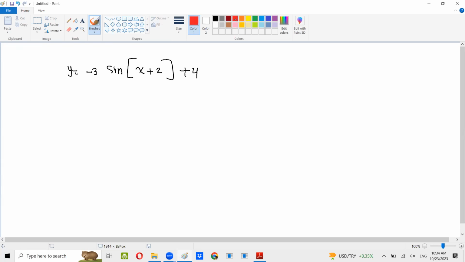First I ask you for the amplitude. The amplitude is always positive, the absolute value. The negative is for reflection, it tells you the direction that it will go down. So the amplitude is 3, take it without any sign, always the positive value.